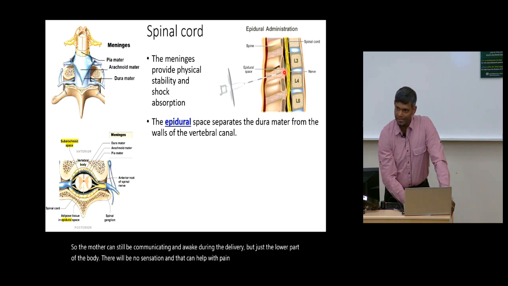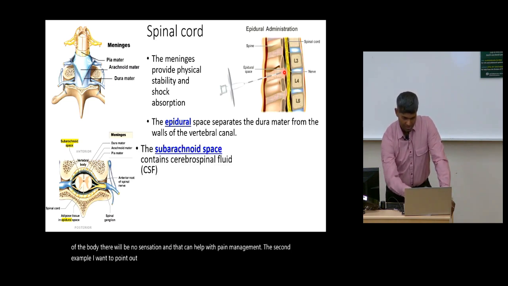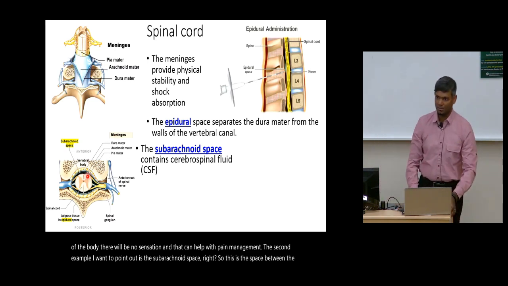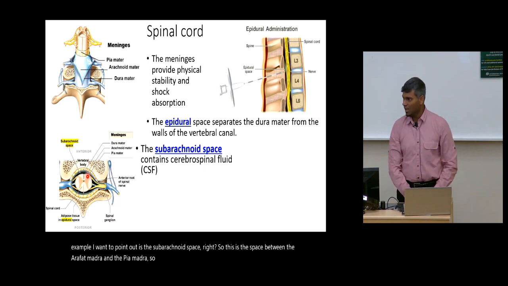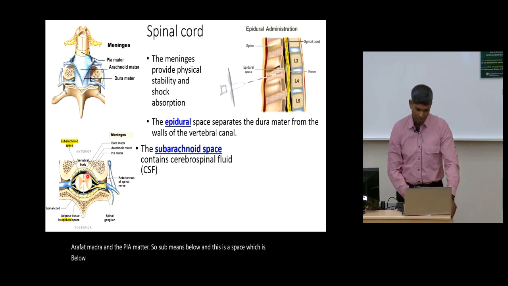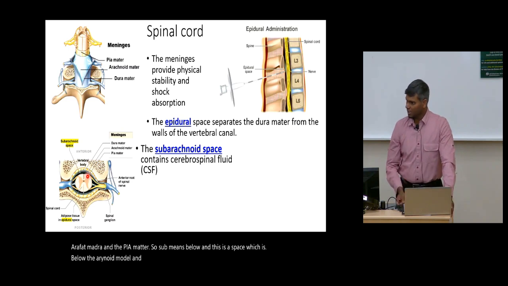The second example I want to point out is the subarachnoid space, right? So this is the space between the arachnoid mater and the pia mater. So sub means below, and this is a space which is below the arachnoid mater. And here's where you'll find the cerebrospinal fluid being circulated.